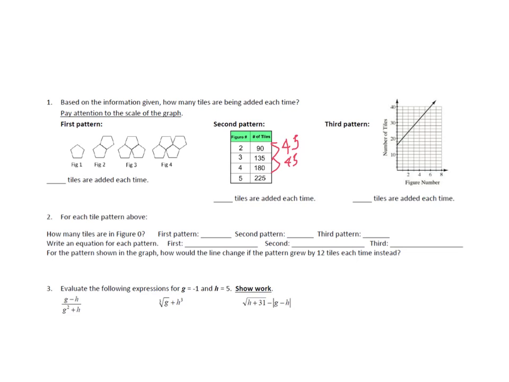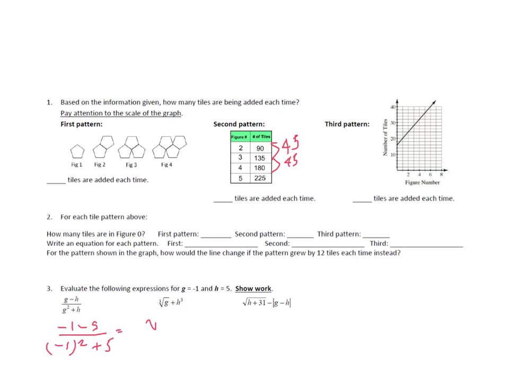Three says evaluate the following expressions for g equals -1 and h equals -5. So we're just plugging in -1 for g and -5 for h in each one of these. So the first one will be something like -1 minus 5 over -1 squared plus 5. What does that equal? You have to figure that out.